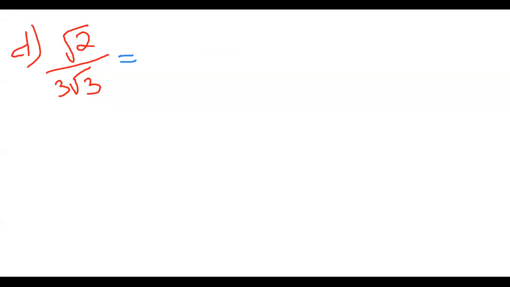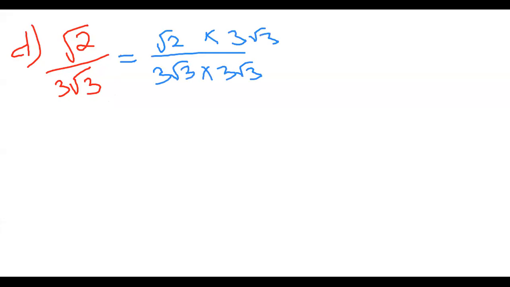So this is the same as root 2 times 3 root 3, divided by 3 root 3 times 3 root 3. So whatever you have done in the denominator is what you do in the numerator. In other words, it is as if this one cancels out with this, meaning that you've done nothing. You've changed nothing.